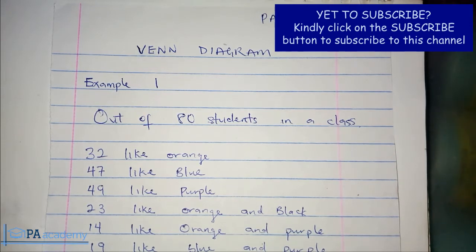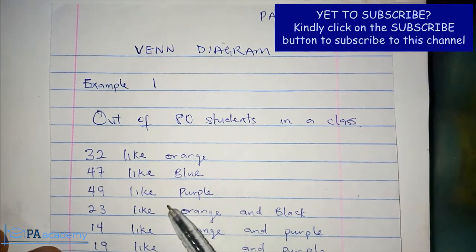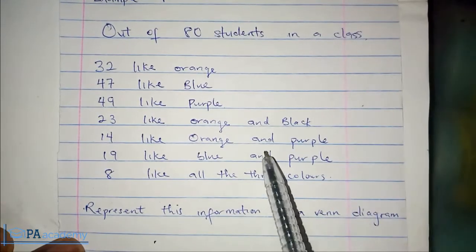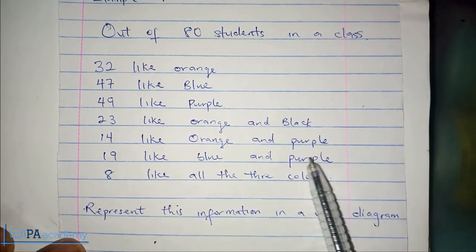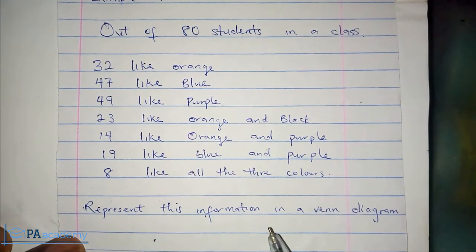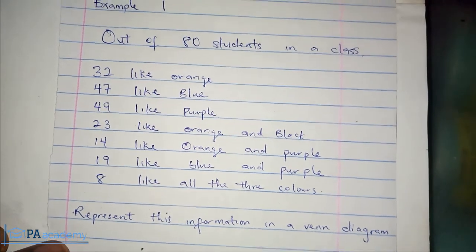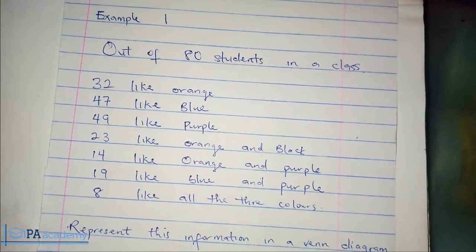So this one says, out of 80 students in a class, 32 like orange, 47 like blue, 49 like purple, 23 like orange and black, 14 like orange and purple, 19 like blue and purple, 8 like all the three colors. So represent this information in a Venn diagram. This is a typical example under Venn diagram, and what we are just going to do right now is represent it in a Venn diagram.